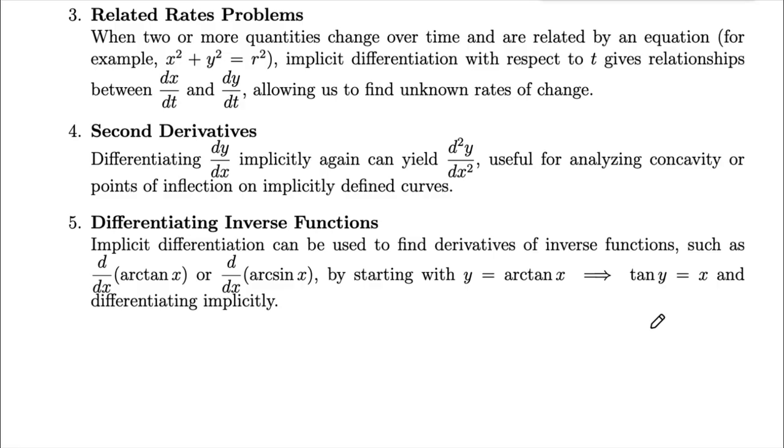So for example, actually we can just use this example. x squared plus y squared equals r squared. We could use implicit differentiation to take the derivative of this with respect to t. So another key application is the second derivative. If we take the derivative again, we can use that to analyze concavity and find points of inflection.